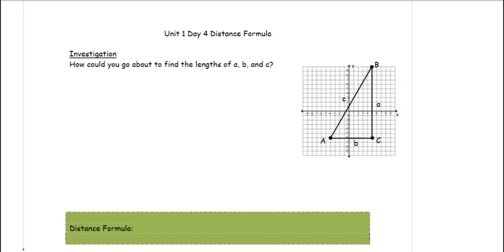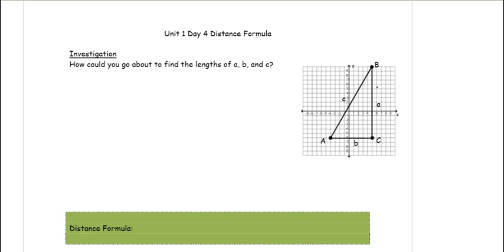Alright, now that we know what day it is, we can go ahead and continue with our distance formula. So, how could you go about finding the lengths of A, B, and C? If we wanted to find the perimeter of this triangle, you guys probably know that much about geometry, at least perimeter, we would simply count.